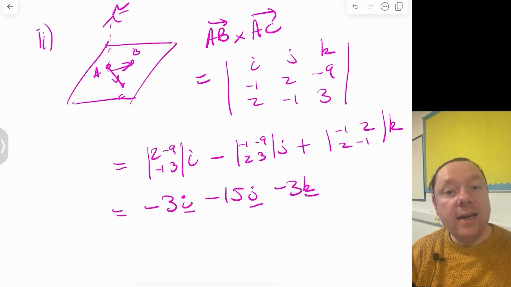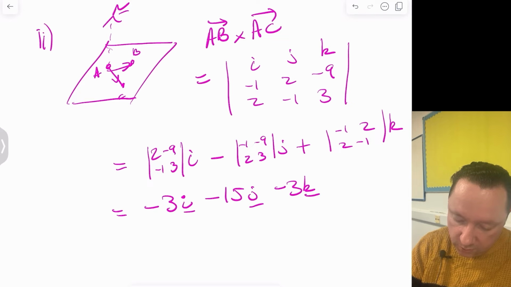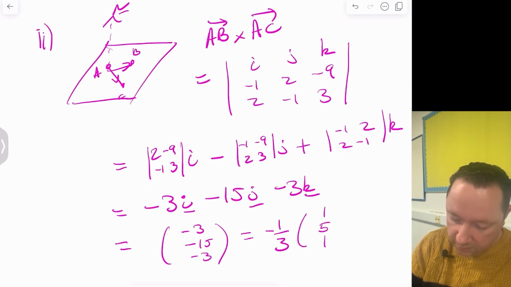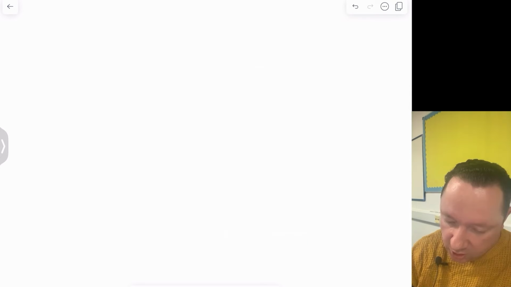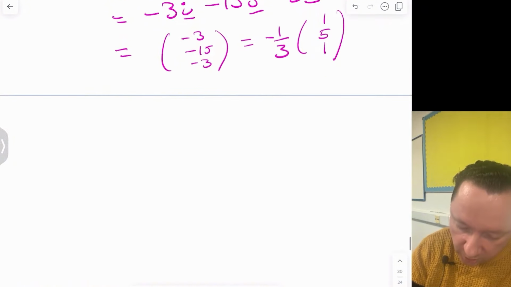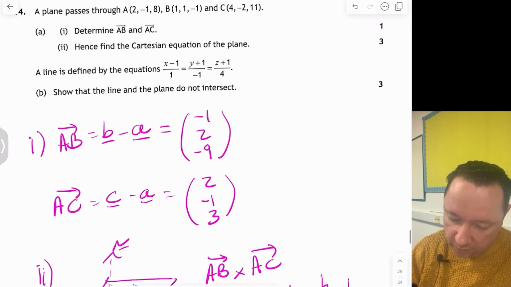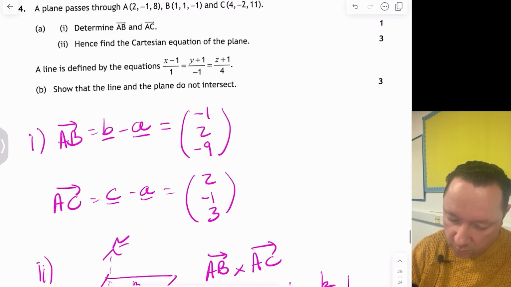Okay, but any normal will do. So if I write that as minus 3, minus 15, minus 3, why don't I just take out minus a third as a common factor to get 1, 5, 1, because that's much nicer to work with. Just remembering that we then do n dot r equals n dot a, b or c, doesn't matter what point you use. I think I'm going to use b because the numbers are easier, 1, 1, minus 1.